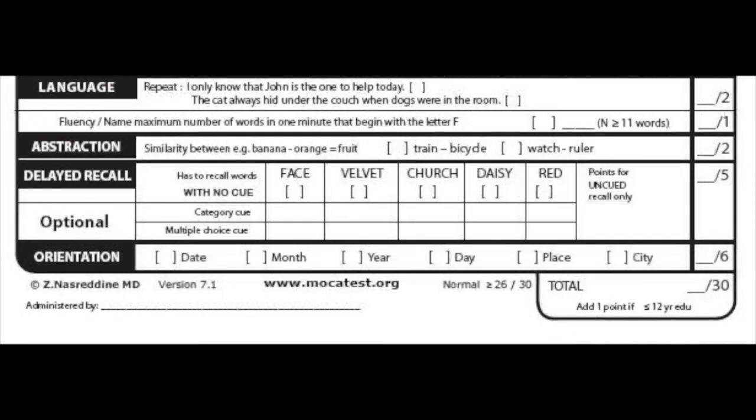Item 8. Verbal fluency. The examiner asks the client to tell them as many words as they can think of that begin with a certain letter of the alphabet. 1 point is allocated if the client can generate 11 words or more in 60 seconds.